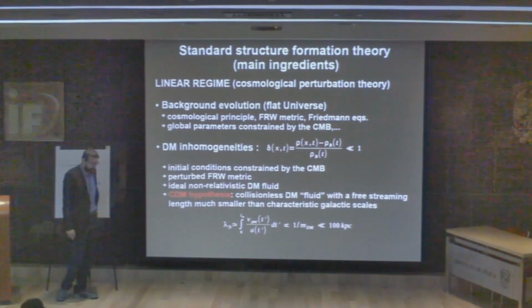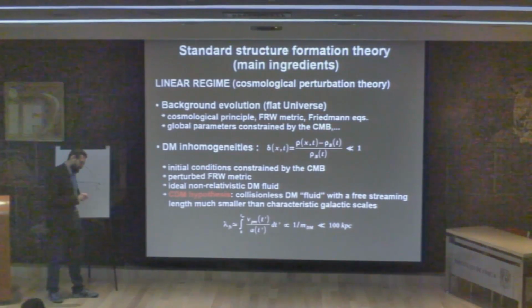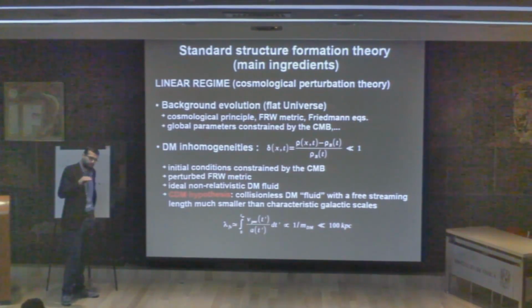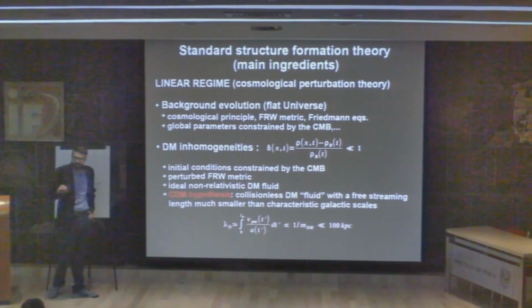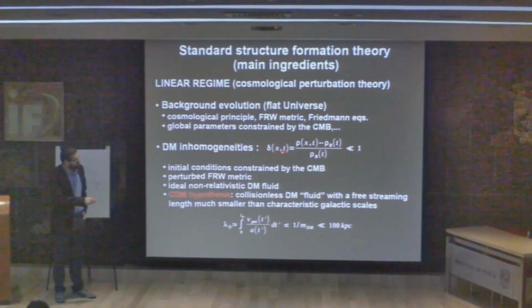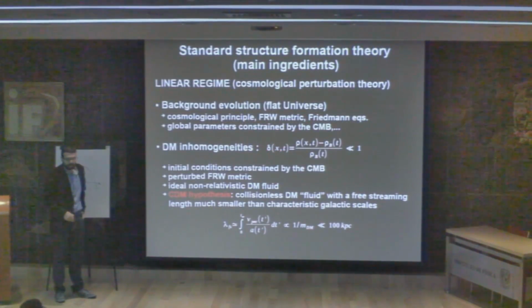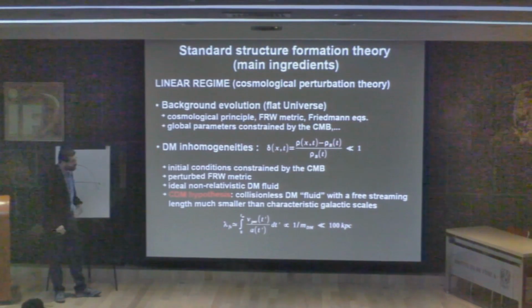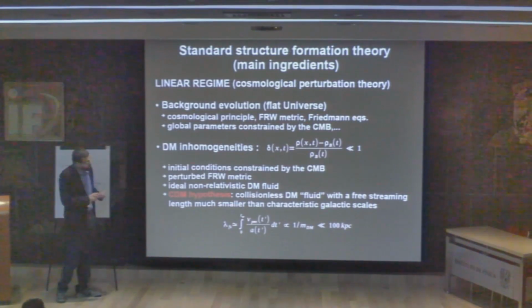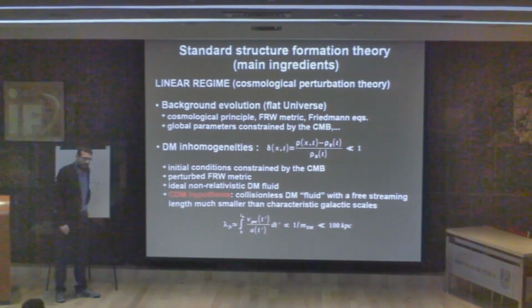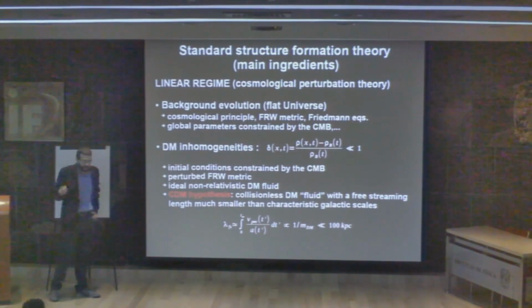And structure formation theory really begins, as I was saying, at the point where this background is perturbed by small density fluctuations that are seeded in the CMB. So you have density fluctuations. I'm going to talk about this delta a lot. This is just the difference between the actual density and the background density divided by the background density. So the structure formation theory starts at the point where this delta is much less than 1. This perturbation is very, very tiny.